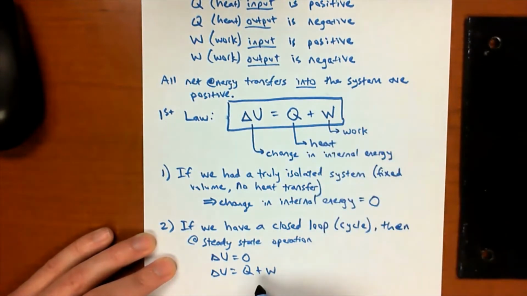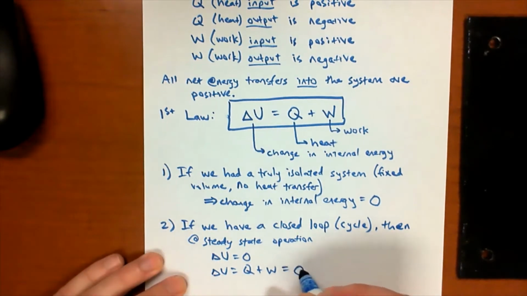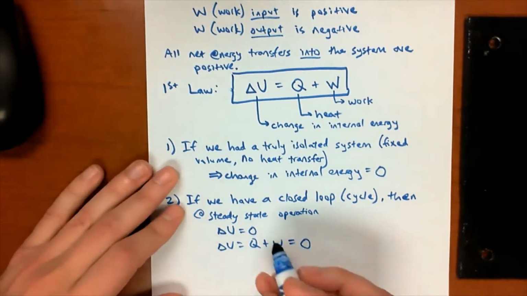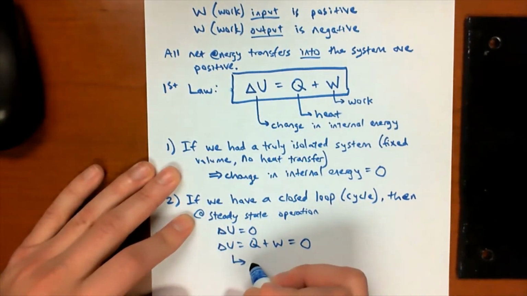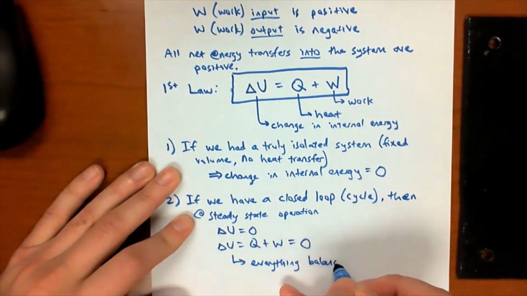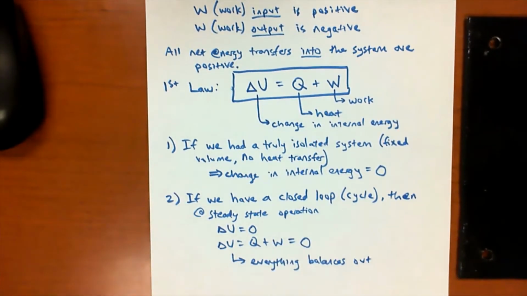So what does that tell us? That this has to balance out. So the sum of all of our heat additions plus the sum of all of our work additions or subtractions has to equal 0. All right, so this kind of seems intuitive, but everything has to balance out. So this tells us that everything balances out. All of the heat additions, all the work additions, they always have to balance out and sum to 0 in the case of a steam cycle operating at steady state.